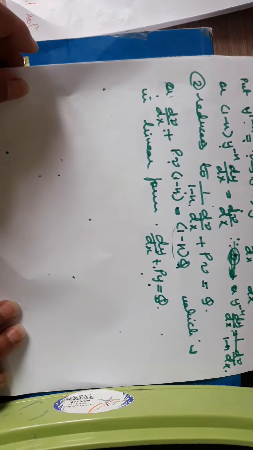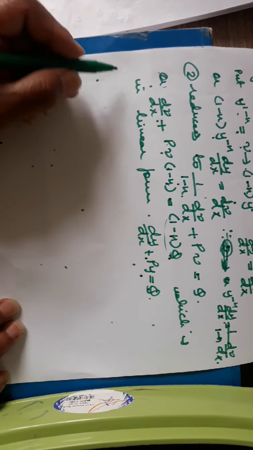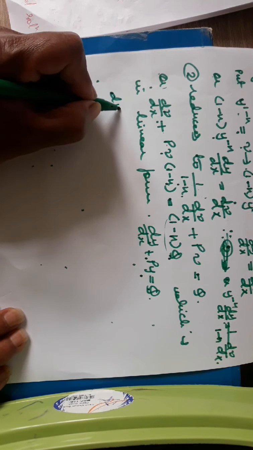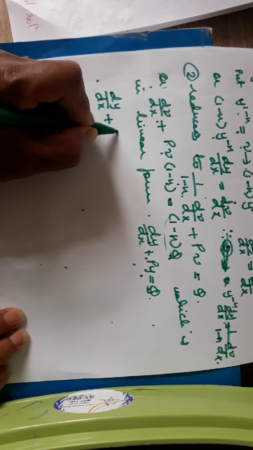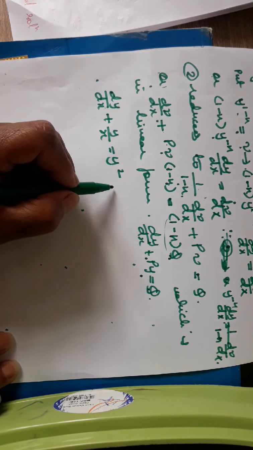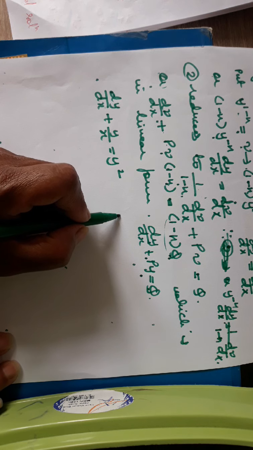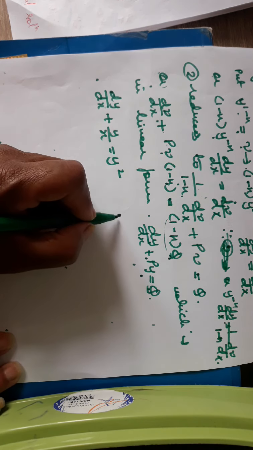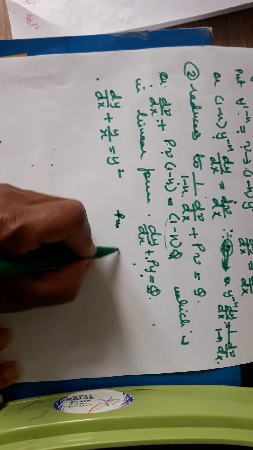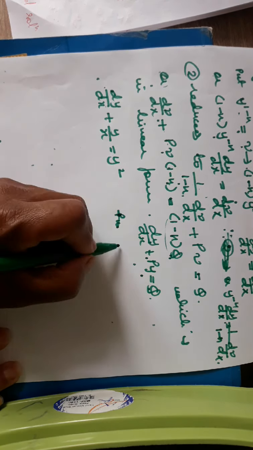So let us see one example of how we solve this Bernoulli's equation. You have here dy/dx plus y by x is equal to y squared. So what we have to do is reduce it to the linear form, that is dy/dx plus Py is equal to Q. For that, the first step is you divide throughout this equation by y squared.